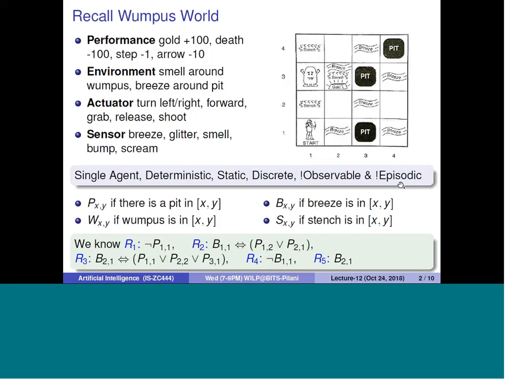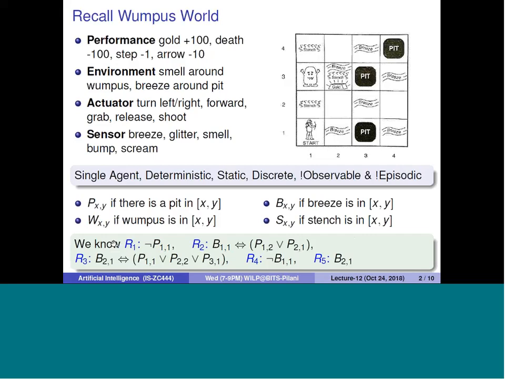As I told you, whenever we want to represent any information in terms of a knowledge base, we define some variables. Let's assume we have parameters such as Pxy, meaning there is a pit at the xy coordinate. Wxy means a Wumpus is in cell xy. Bxy means there is a breeze in cell xy. Sxy is a stench, meaning there is some smell in cell xy.